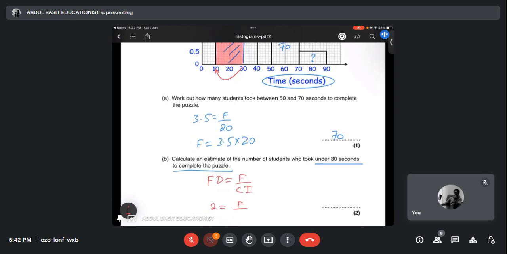So 30 minus 10 is 20. So 20 multiplied by 2 is 40. So there are 40 students. This is the estimated result. Is this clear, everybody?